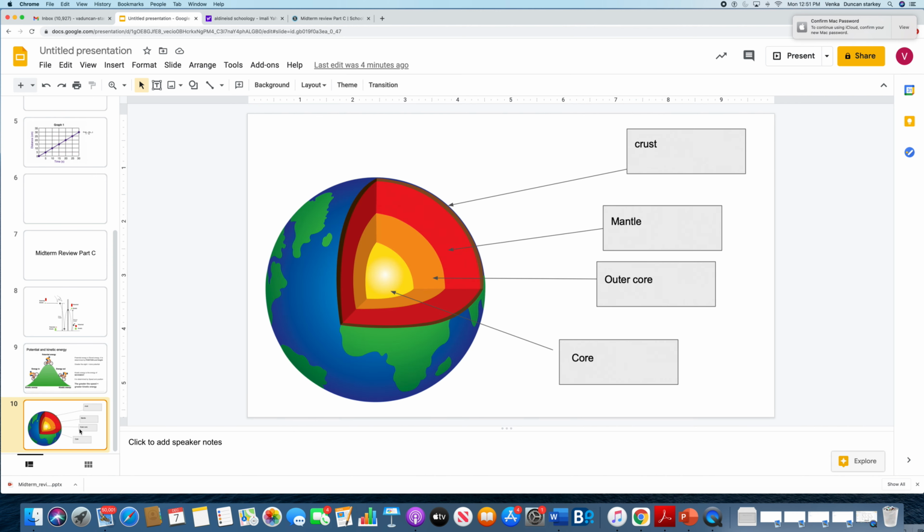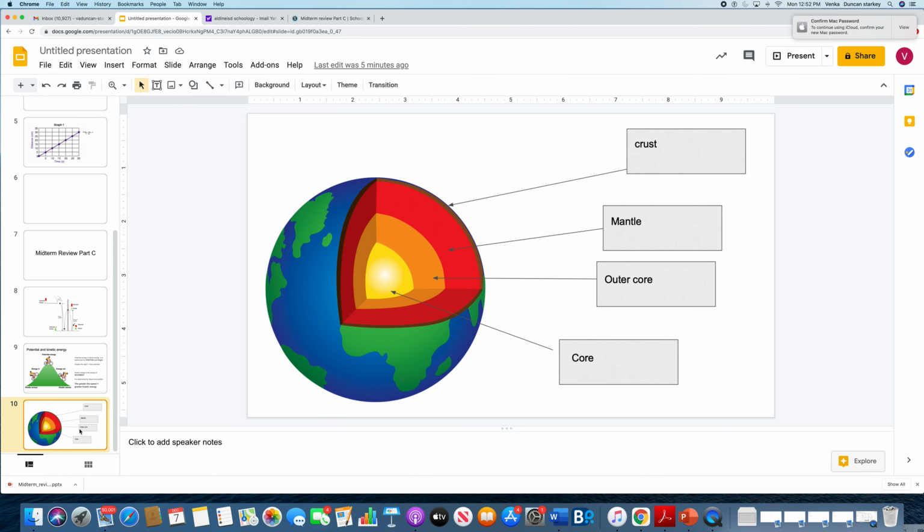Next, we have the layers of the Earth. And these are just the compositional layers, not the mechanical layers. So the main layers, and we have here the crust. The red part here you can see is the mantle. And then the core is broken up into an inner and outer core.